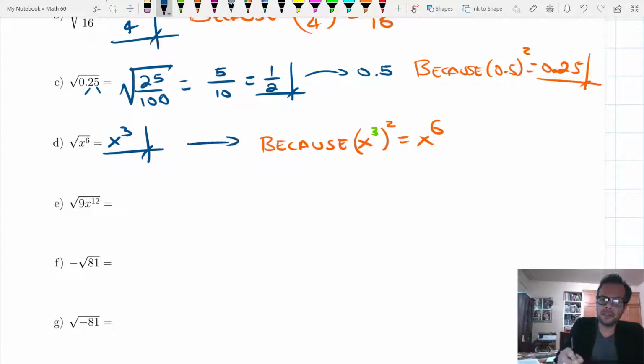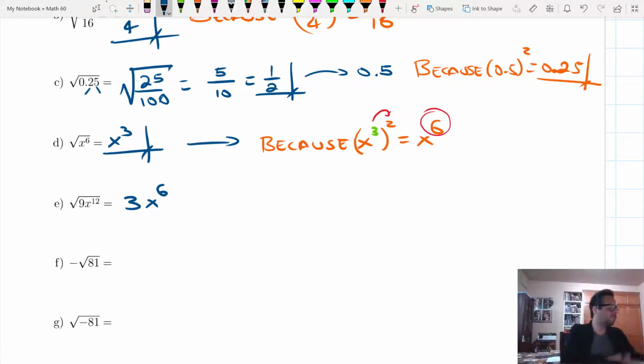because x cubed squared, right? In this case, we multiply the powers. 3 times 2 equals 6. All right. Let's do the same on the next example. Okay, so we take the square root of 9 and the square root of x to the 12th power. The square root of 9 is a nice number. That's a 3. The square root of x to the 12th will be x to the 6th.